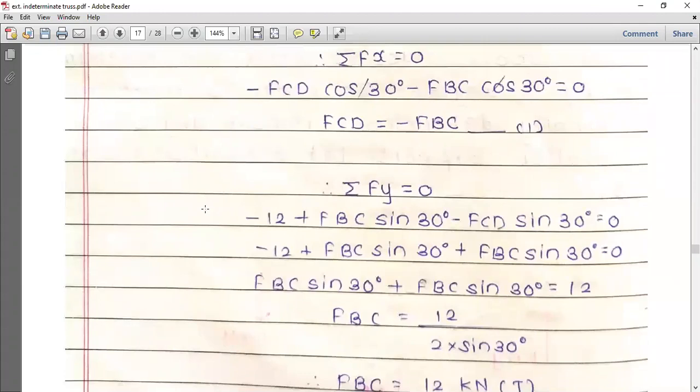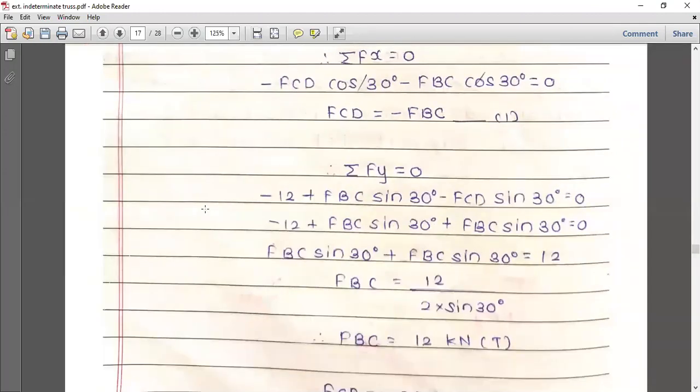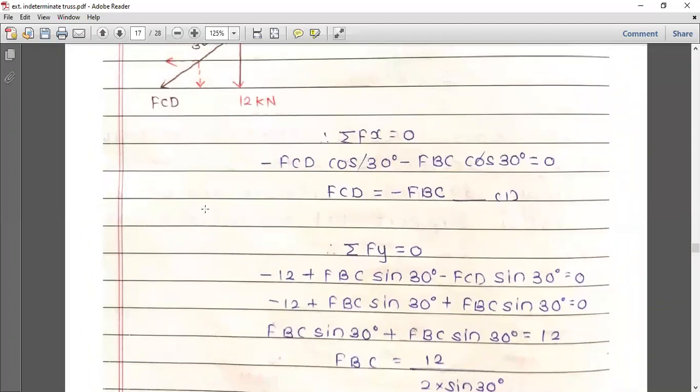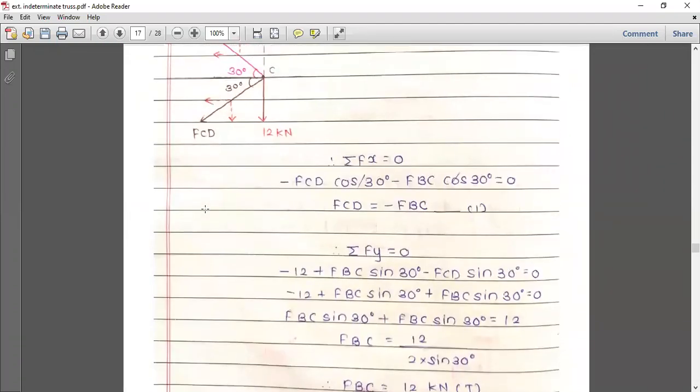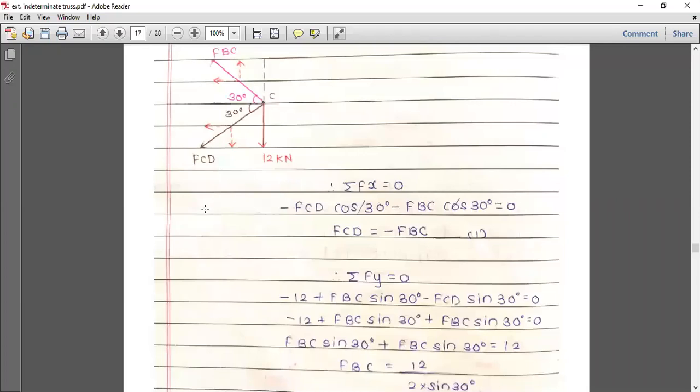Next, again to that diagram, that is, to this free body diagram, apply summation Fy equal to 0. So this is FBC sine 30 going upward, write down positive, minus FCD sine 30, it's going downward, that's why I take minus, minus 12, it comes out to be equal to 0.